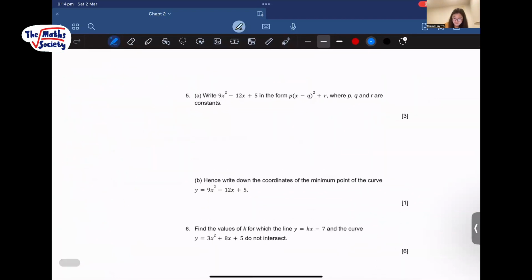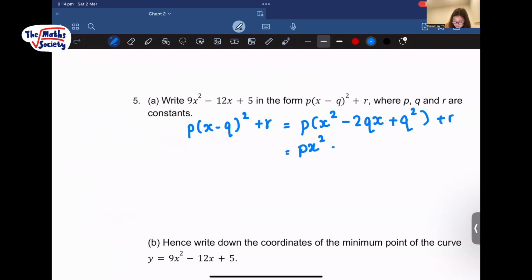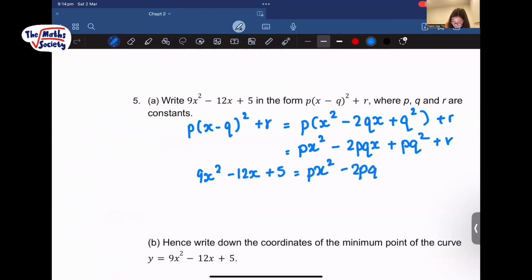Yep. And then we have number 5, which is to write 9x squared minus 12x plus 5 in the form p(x minus q) squared plus r. So we'll probably do it the same way. p(x minus q), the whole square, plus r equals p(x squared minus 2qx plus q squared) plus r, so px squared minus 2pqx plus pq squared plus r. Yep, and it has to equal 9x squared minus 12x plus 5.